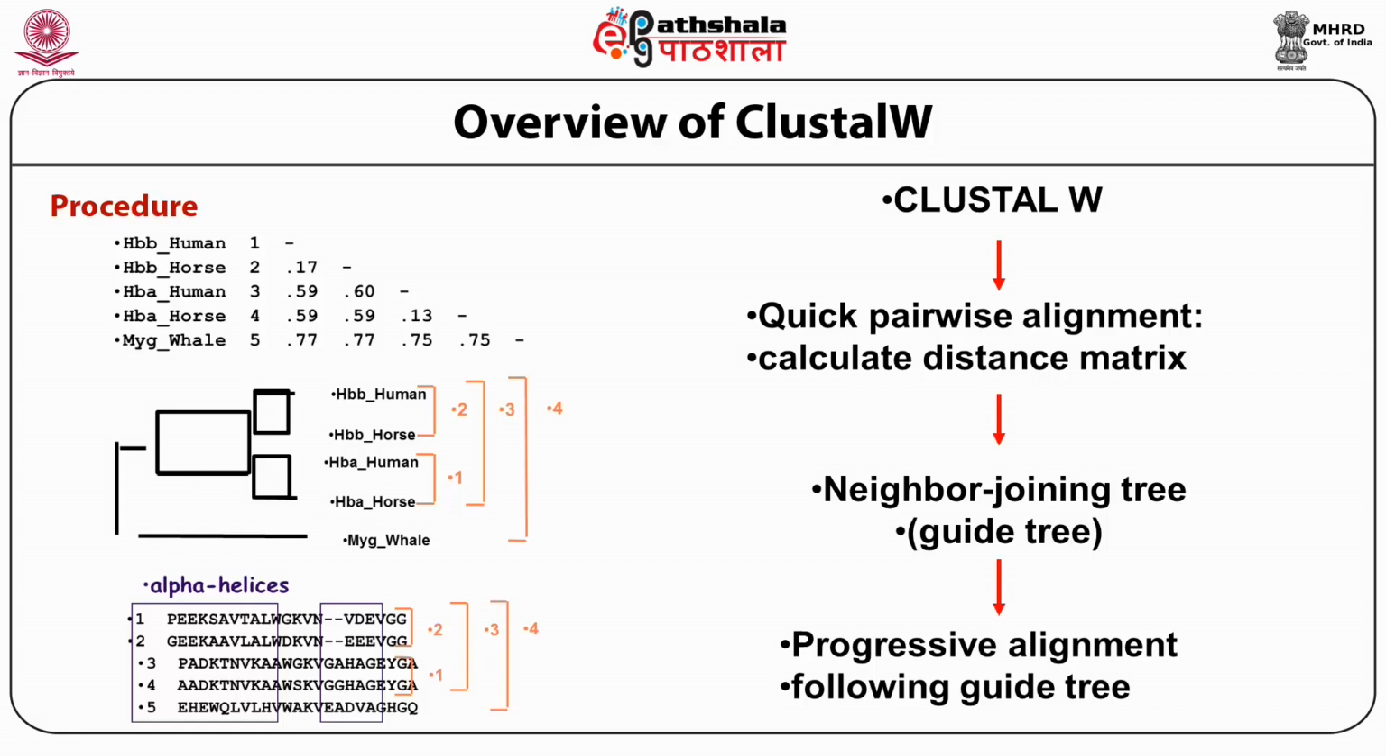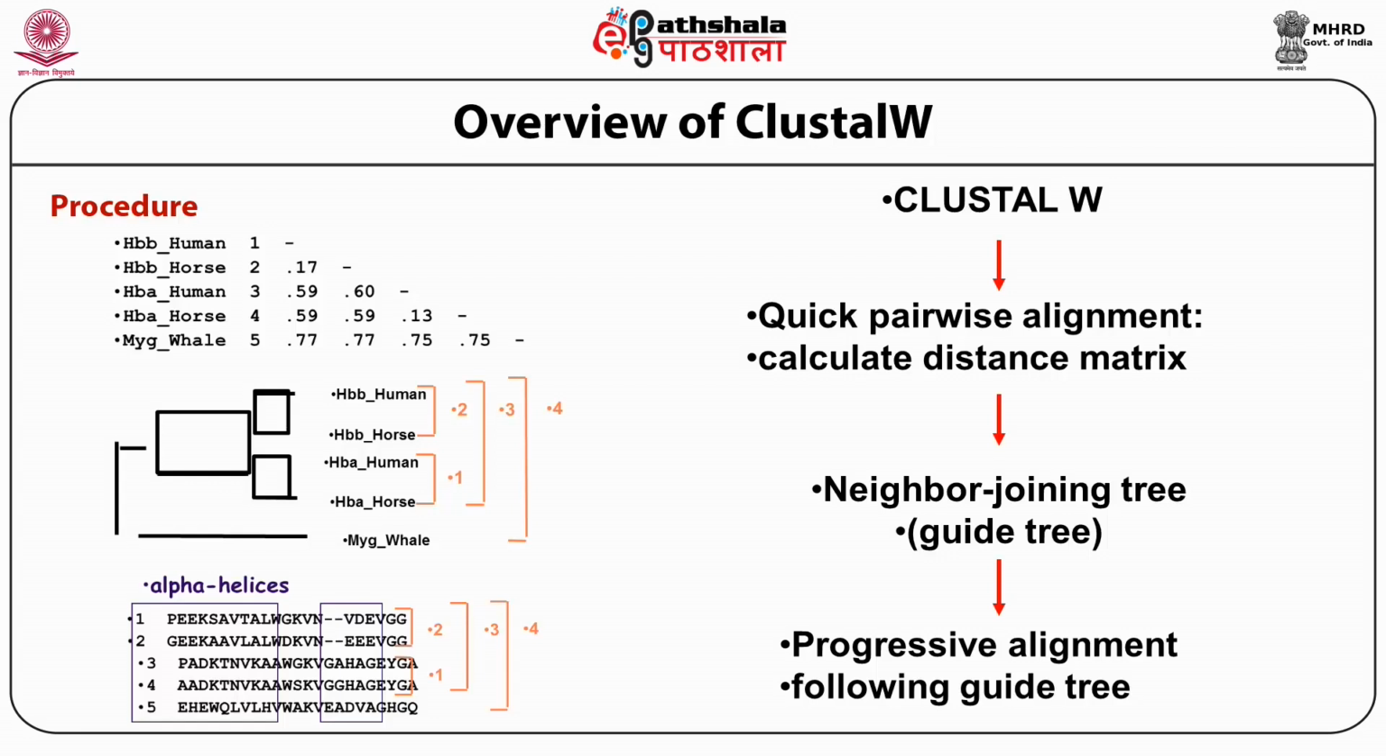So this is for the A chains, and then we also find that the B chain hemoglobin of human and horse are also very similar, so we align them also together. Having done this, we can combine these two alignments in the third stage, so we have all the hemoglobin alignments, and at the last stage we take the other protein, myoglobin from whale, which is very different from the remaining 4, is now aligned in the last step.